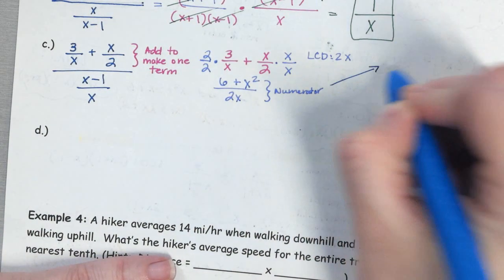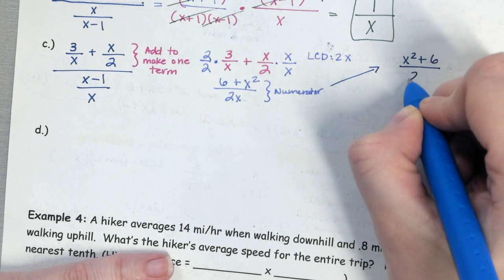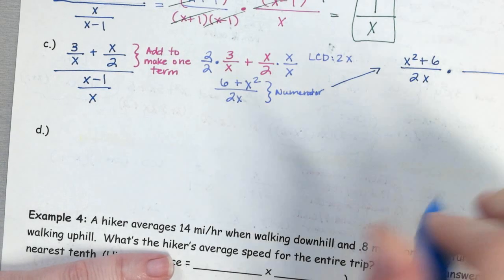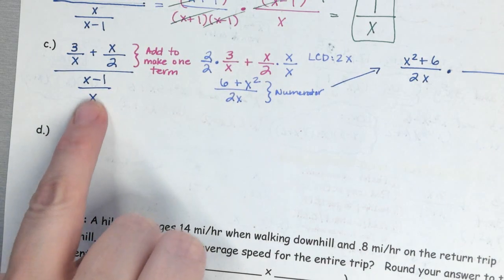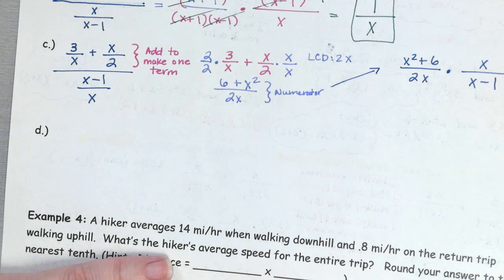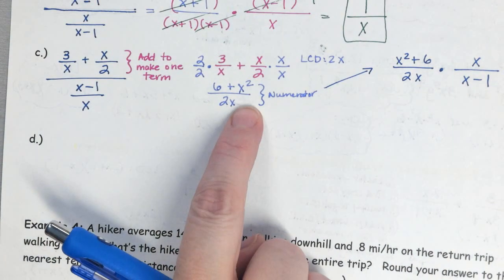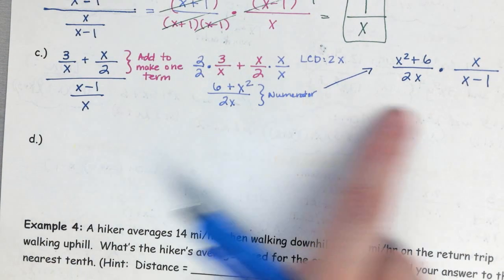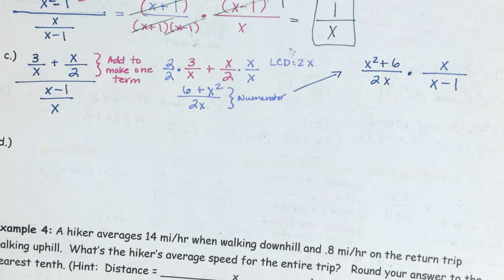So we're going to take the numerator, x squared plus 6 over 2x, and now we're going to multiply by the reciprocal. What's the reciprocal of x minus 1 over x? What would go on top? x. x minus 1 on the bottom. Once you simplify the numerator, then it just becomes the same problem as before. Anything we can cross out?